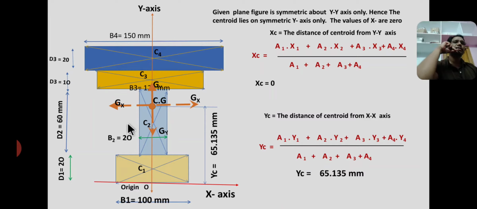The GX and GY axes are called centroidal axes. These centroidal axes pass through the centroid CZ. Whereas the x-x axis and y-y axis are called reference axes.